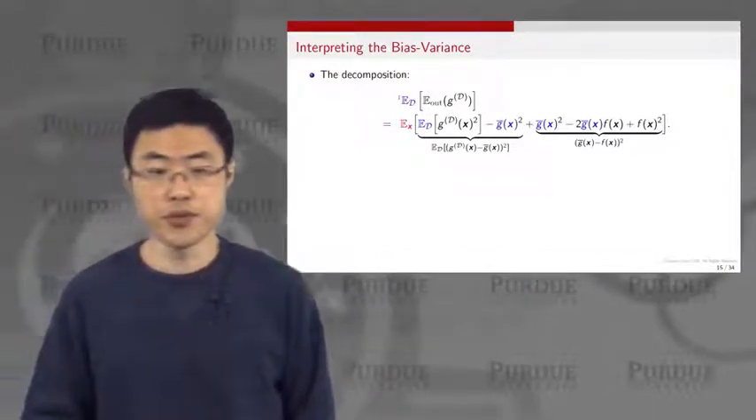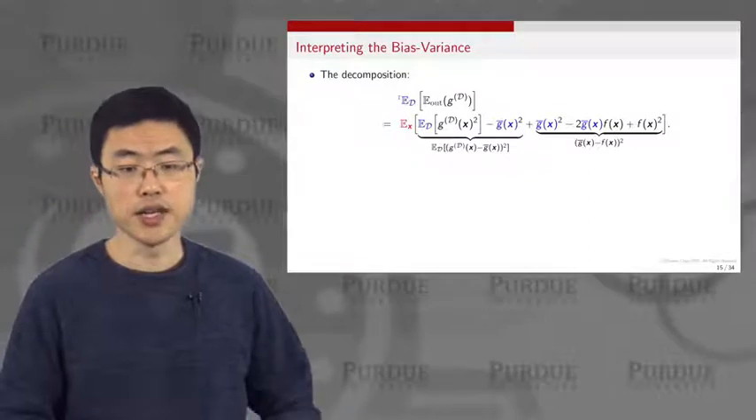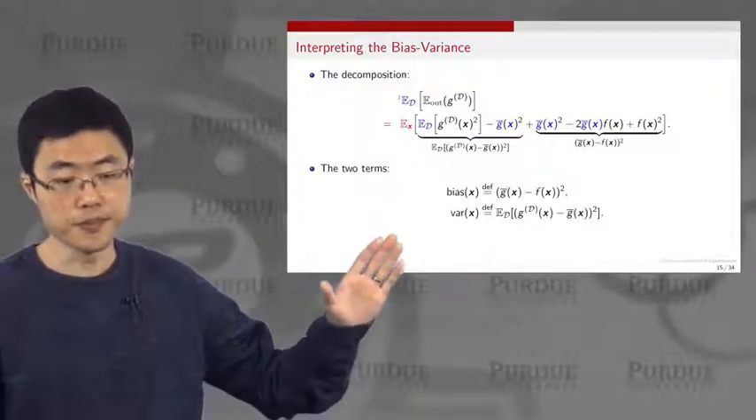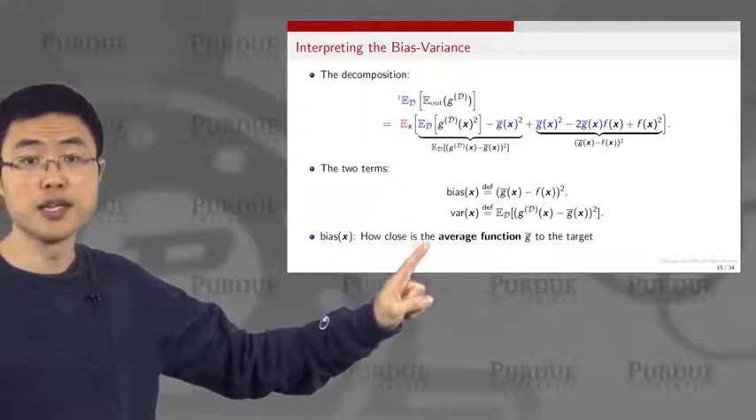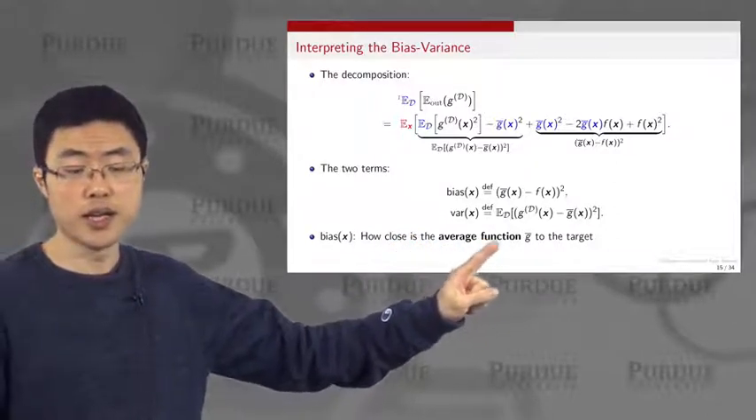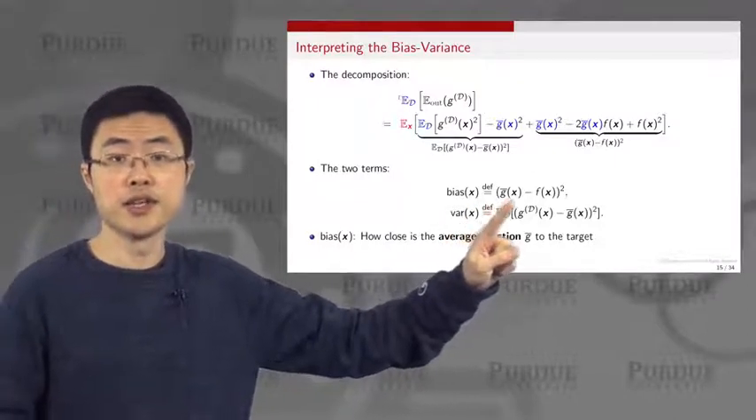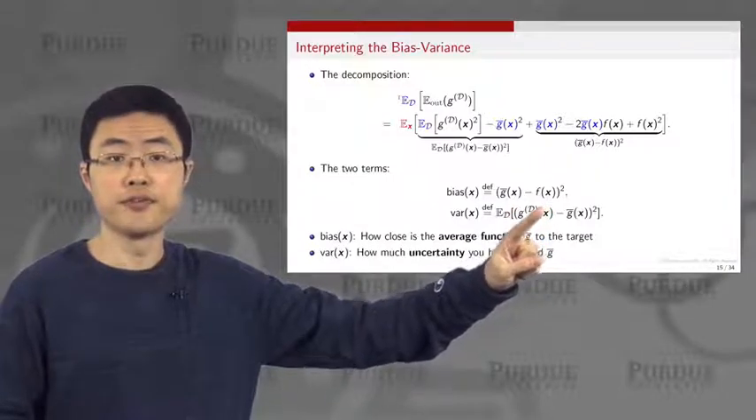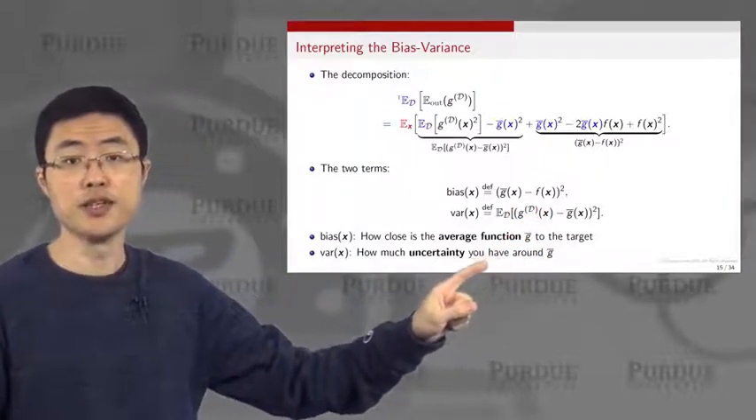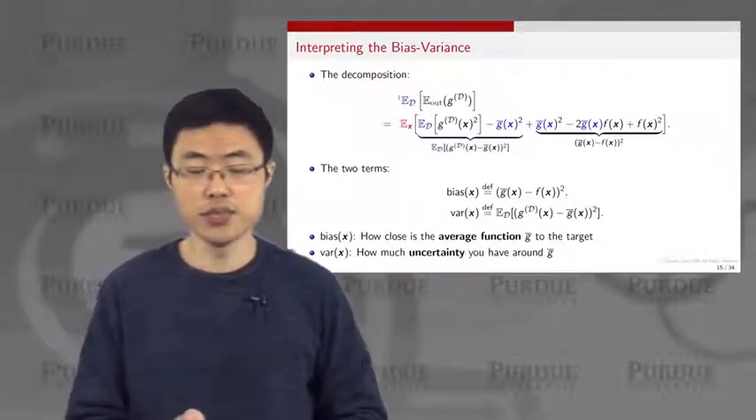Now let's spend some time trying to interpret the meaning of bias and variance. In this decomposition, as we have shown, you have bias and variance, and the bias is measuring how close your average function g bar is compared to the target. So you look here, this is the average, and this is your target. Now, the variance measures the uncertainty that you have around your g bar.